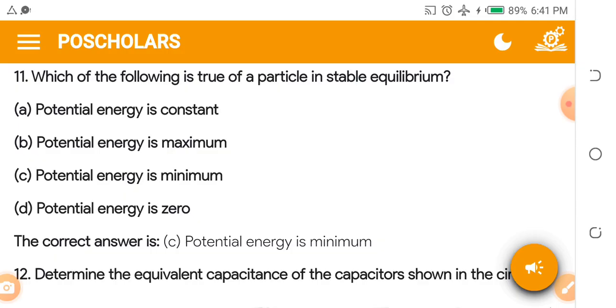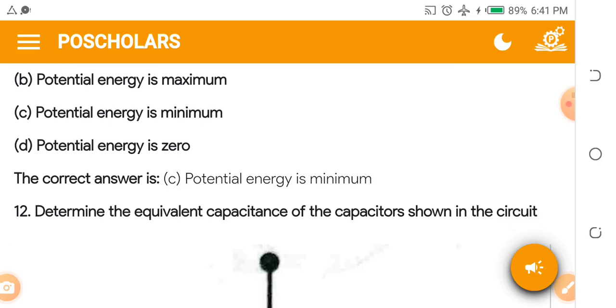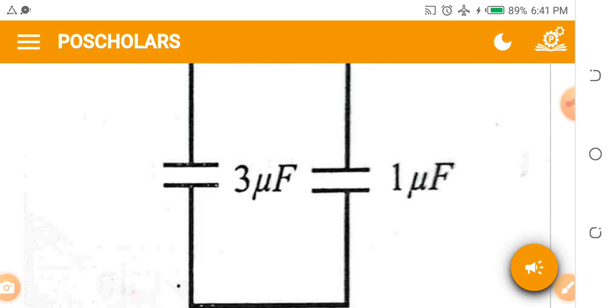Question 11. Which of the following is true of a particle in stable equilibrium? A, potential energy is constant. B, potential energy is maximum. C, potential energy is minimum. D, potential energy is 0. For a particle in stable equilibrium, the answer is C. Potential energy is minimum.